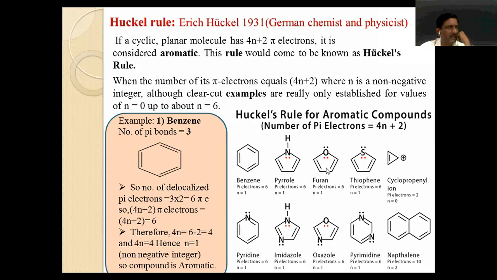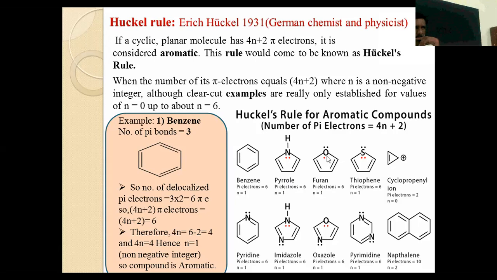Just to see here, furan. In furan, how many pi bonds are there? 2. Pi electrons will be 4. But furan having an oxygen, okay. But oxygen having how many pair of electrons? 2 pair, means 4 electrons are there. Now this oxygen having 2 pair of electrons.